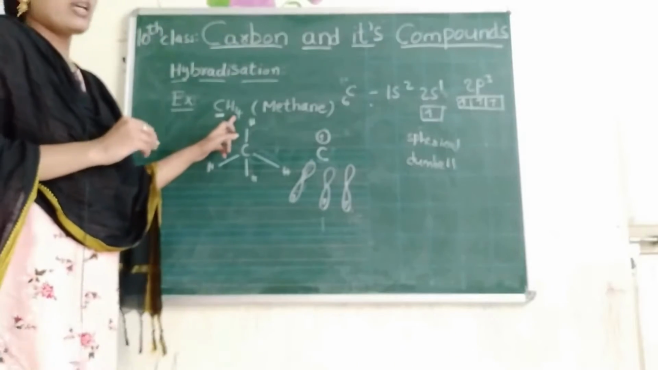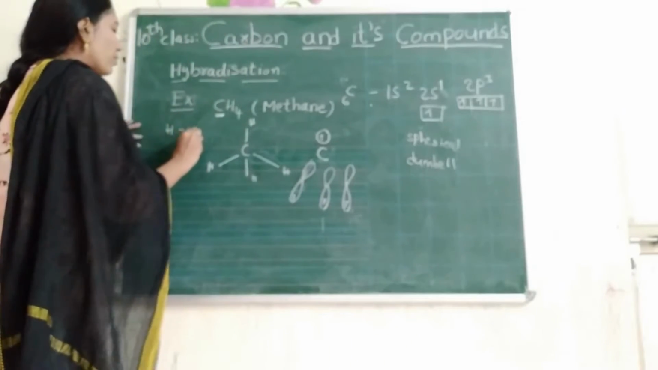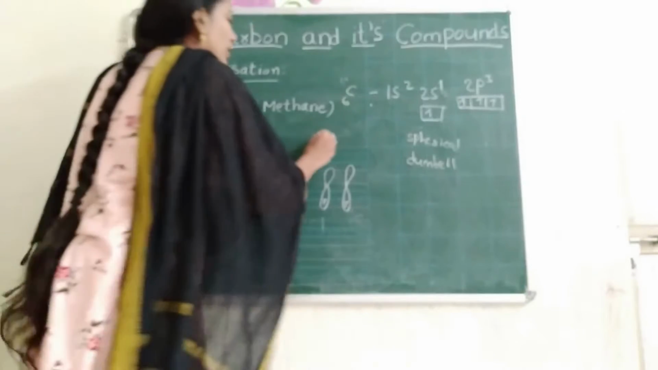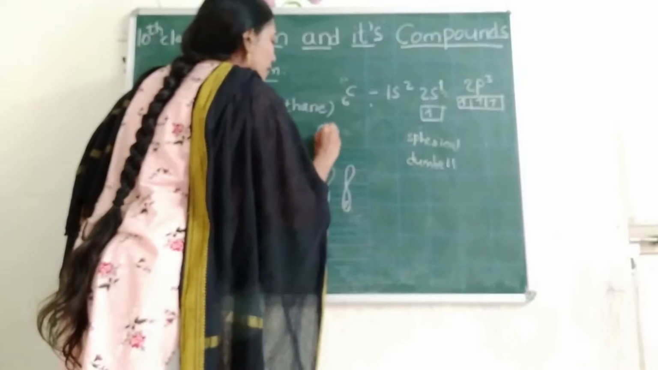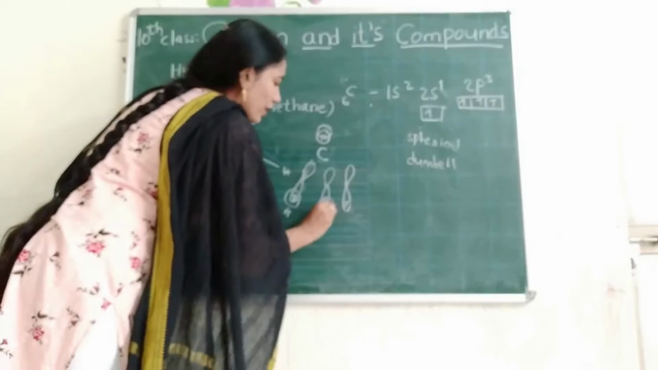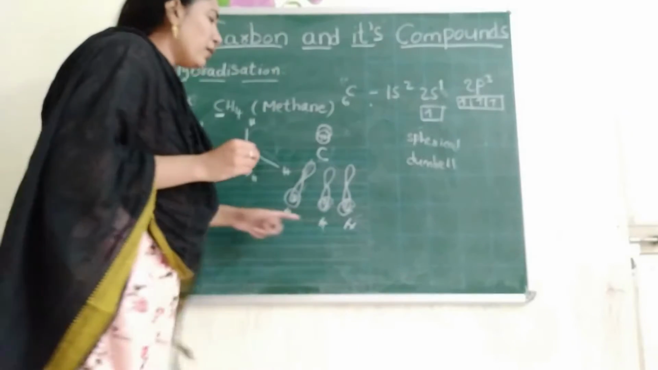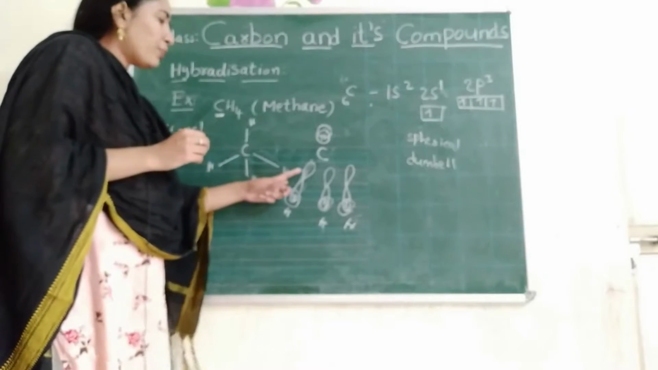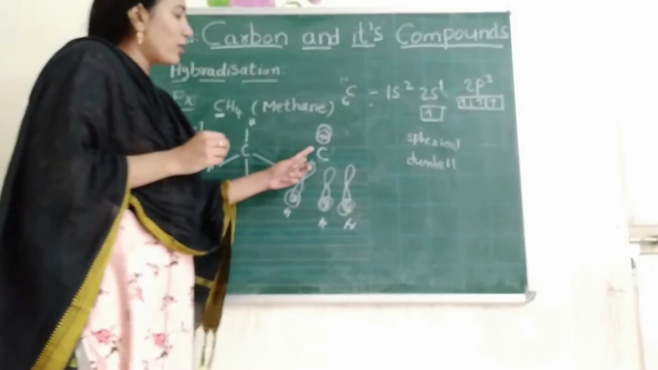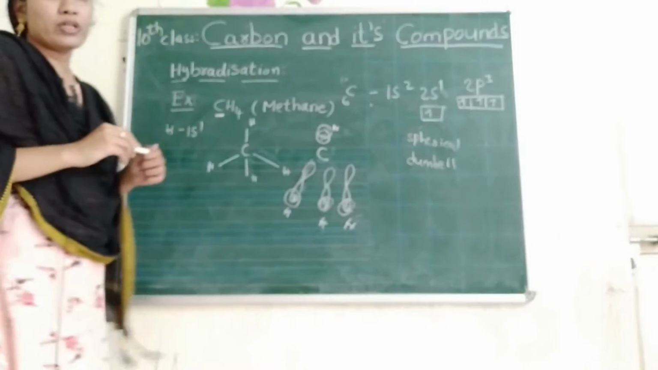These are forming bonds with hydrogen. Which orbital does hydrogen contain? The configuration of hydrogen is 1s1, so hydrogen contains an s orbital. The s orbital of hydrogen overlaps with the s orbital of carbon and forms one bond. Here hydrogen, here also hydrogen, here also hydrogen forms a bond. These three are bonds between the p orbitals of carbon and the s orbital of hydrogen, but this bond is between the s orbital of carbon and the s orbital of hydrogen.